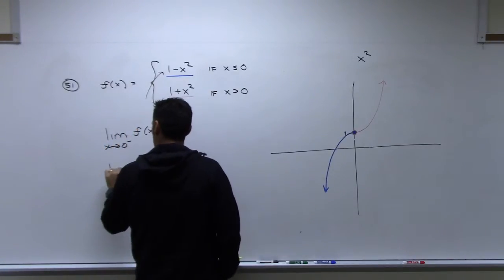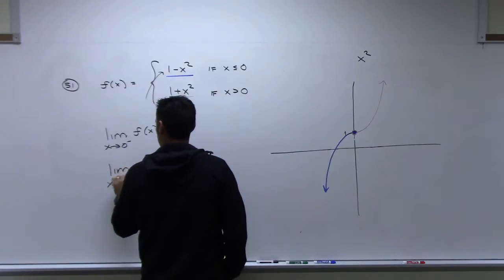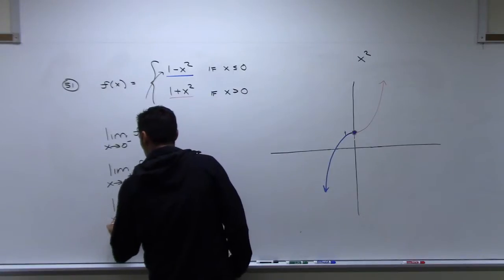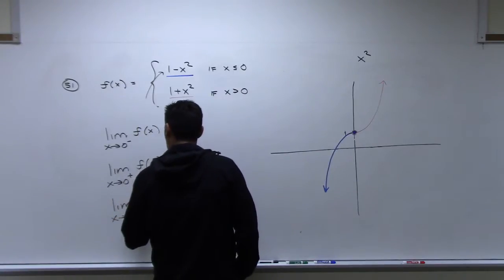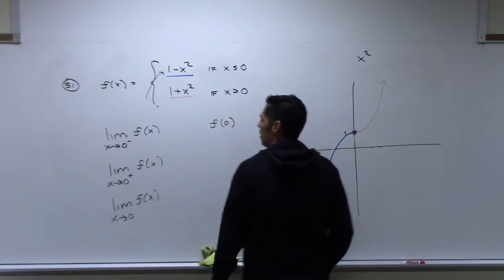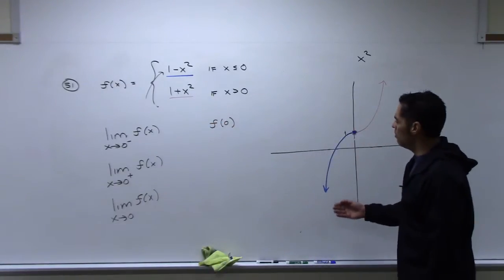Then they want to know what's the limit as x approaches 0 from the right. Then they want to know what's the limit as x approaches 0 from both sides. And then finally they want to know what is f of 0. Okay, so what's the limit as we approach 0 from the left?